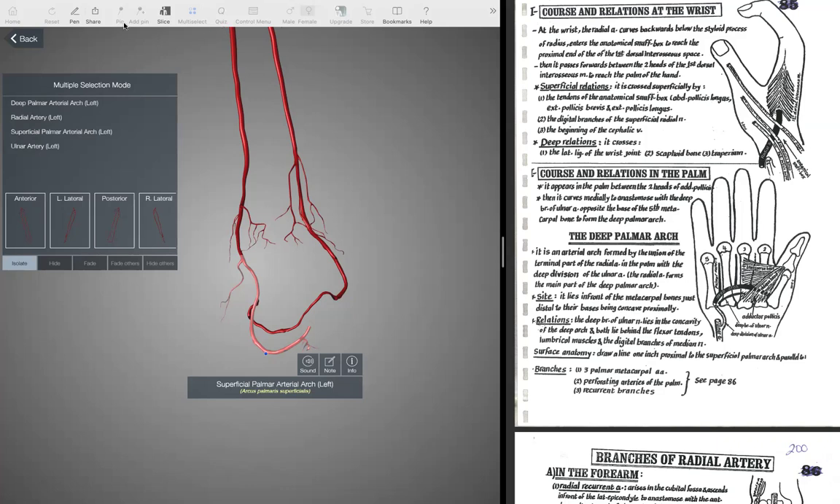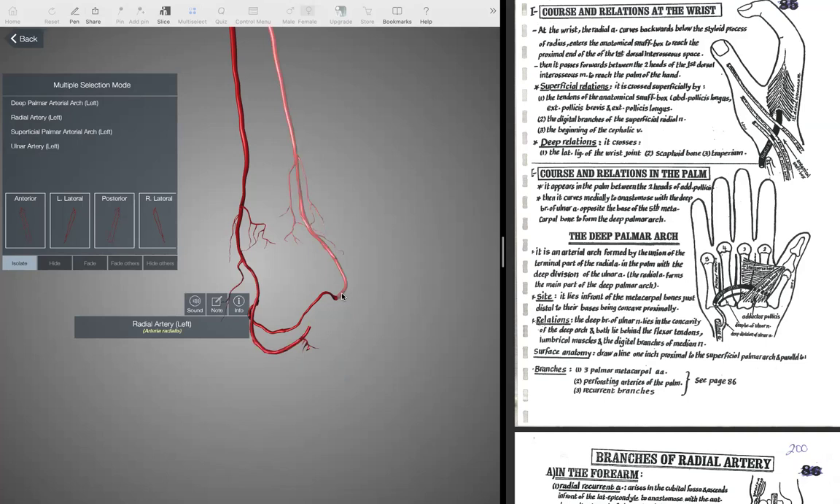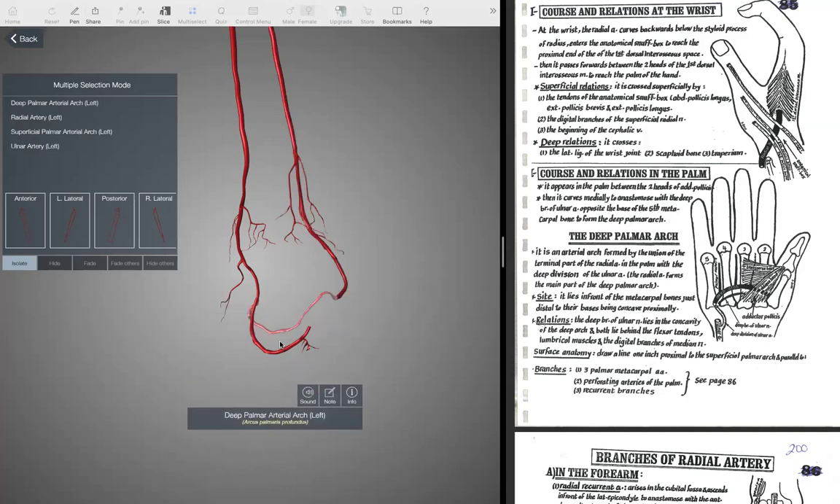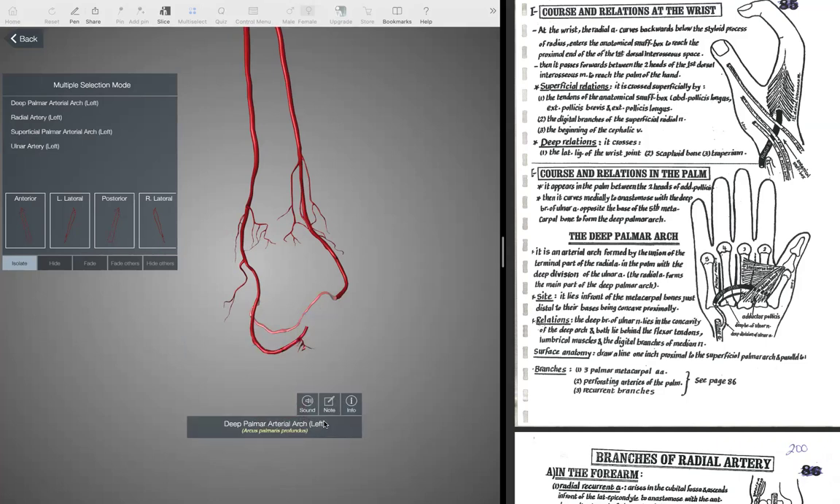So now, let's study it. It is an arterial arch forming by the union of the terminal part of radial artery in the palm. Here, that's the radial artery, okay? And this is the terminal part of radial artery in the palm. And with the deep division of the ulnar artery. Okay? Just to tell you that it's another anastomosis between radial and ulnar. So we learn now that the superficial and the deep is how the arteries, radial and ulnar, are connected at the end in the hand. Okay?